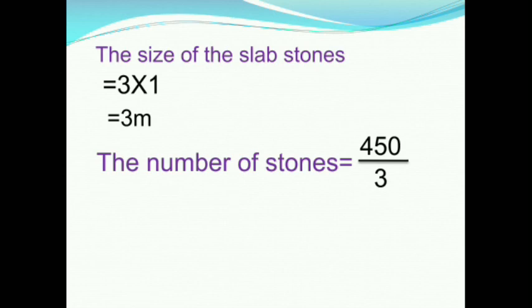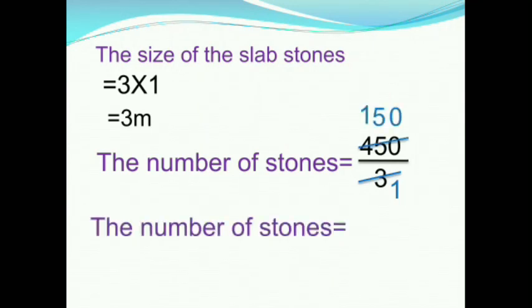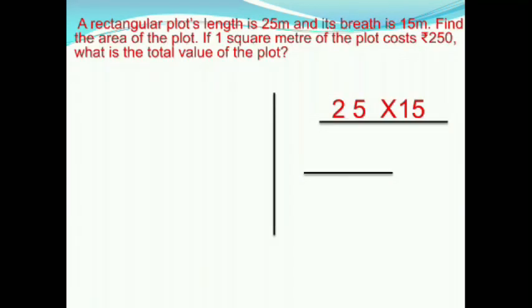Now we should divide 450 by 3. 3 ones are 3. 3 150s are 450. Therefore, the number of stones required is 150. Now we will solve another word problem. First we should read the question.